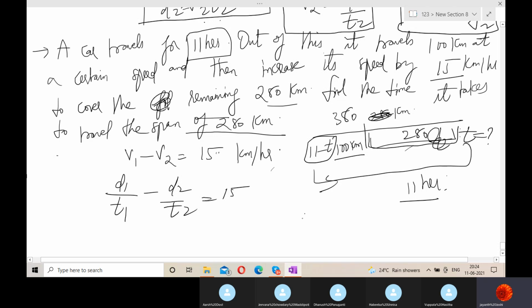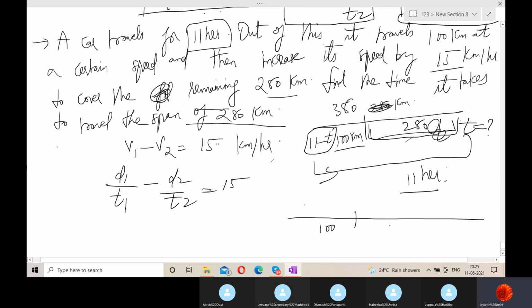See, this is the total distance. Till 100, they are traveling at some speed, and we don't know the speed, okay? And after that, they change the speed and increase the speed by 15 kilometers per hour, and they traveled 280 kilometers more. The total time they are traveling is 11 hours. The question says find the time taken to travel this stretch of 280 kilometers. So I'll take that as t. If I take this stretch as t, this is 11 minus t. It's an understood fact.